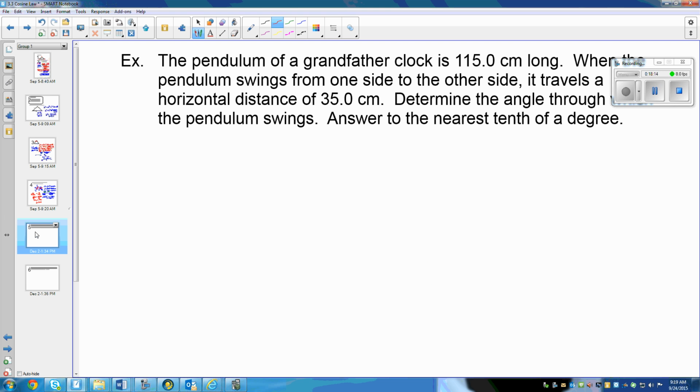a pendulum of a grandfather clock is 115 centimeters long. When the pendulum swings from one side to the other, it travels a horizontal distance of 35 centimeters. Determine the angle through which the pendulum swings to the nearest tenth of a degree.